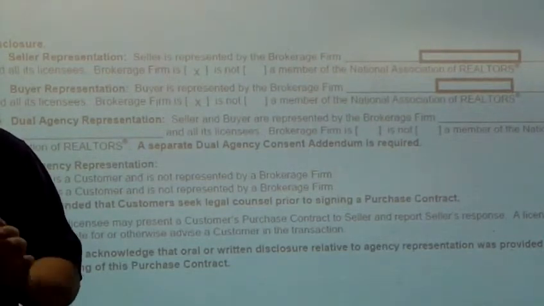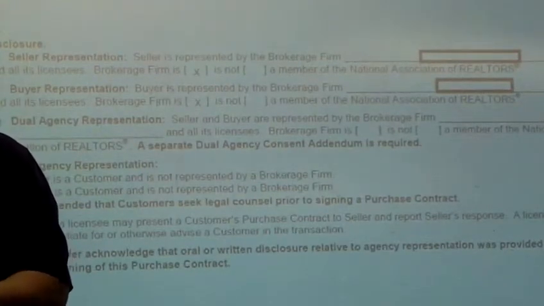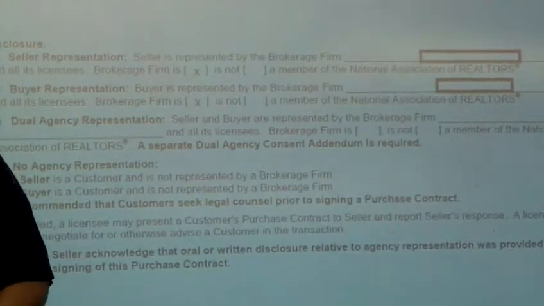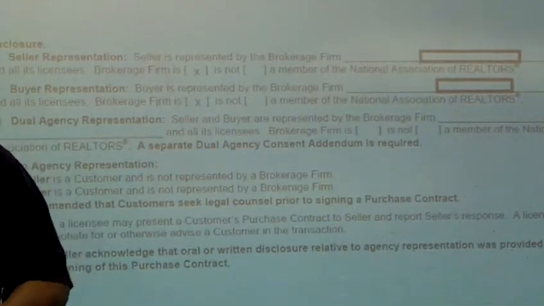Okay, so it's an association, right? So as long as you have a real estate license, that's all you need. You still have to be under a brokerage. Yes, but don't mistake that. You're mistaking two different things.